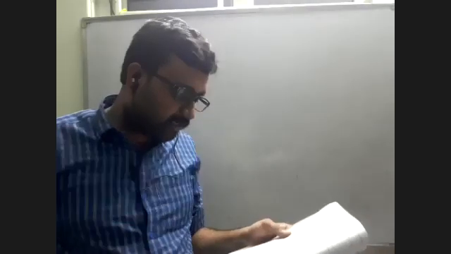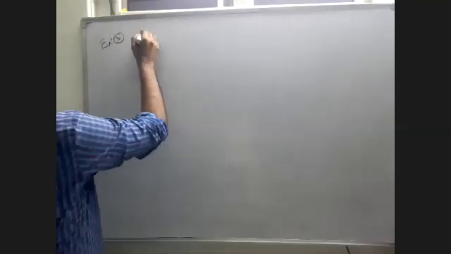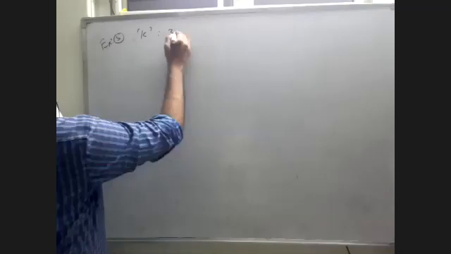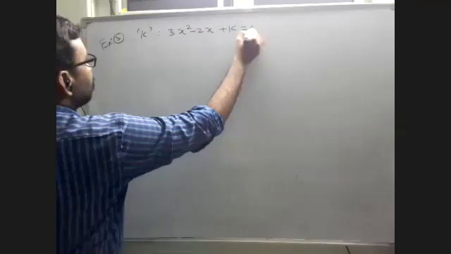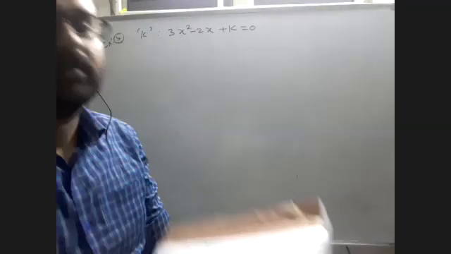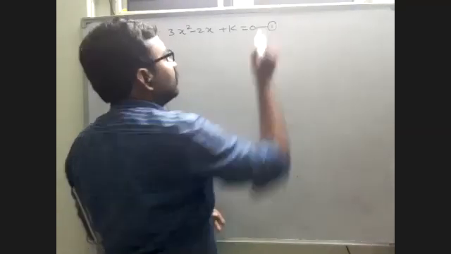I will give a question. This is example 5. Find the set of values of k for which the equation 3x square minus 2x plus k equal to 0 has real roots.